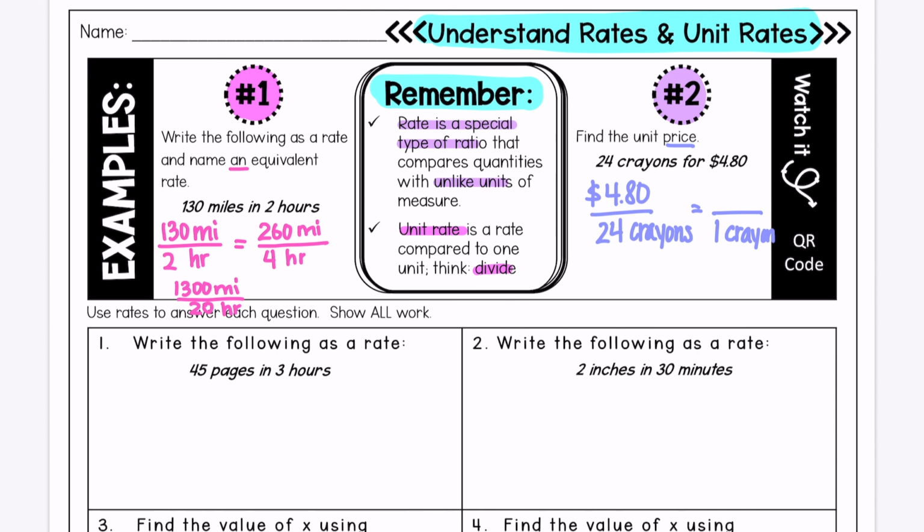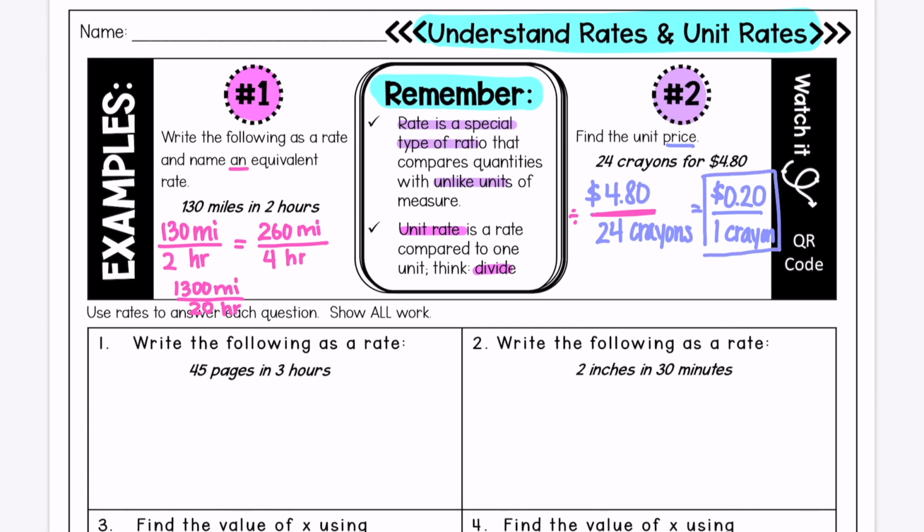So I have to divide 480 divided by 24, because I know that this fraction bar also means just division. Well, when I divide those, I get 20 cents. So what that means, the unit price is 20 cents per crayon. And that would be your answer.